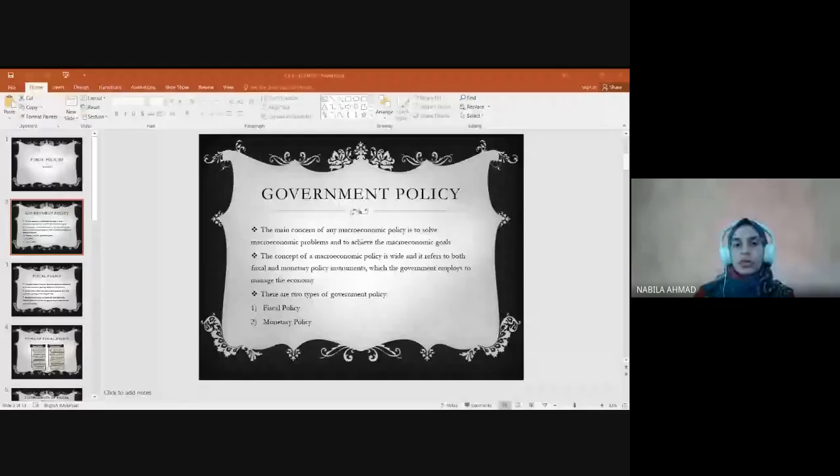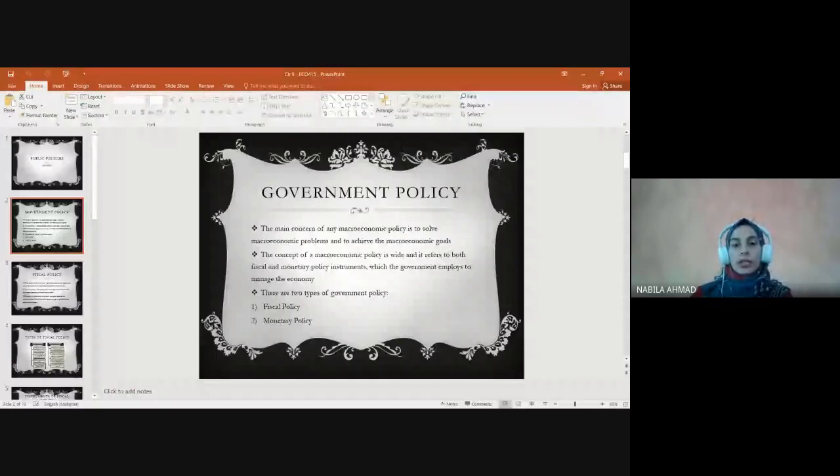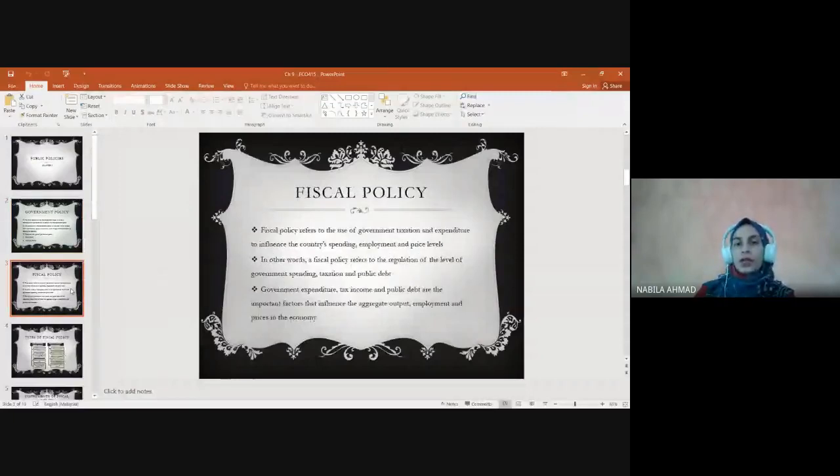Alright. Kemudian the concept of macroeconomic policy is wide and it refers to both fiscal and monetary policy instrument. So policy ni ada dua lah, sama ada fiscal policy ataupun satu lagi kita panggil sebagai monetary policy. Okay, so hari ni kita tengok what is fiscal policy. Fiscal policy refers to the use of government taxation and expenditure to influence the country's spending, employment and price level. So kalau fiscal policy bermaksud government nak correct the problem of economy tu, masalah ekonomi tu nak dibetulkan dengan cara government akan guna tax dan juga dia punya spending ataupun expenditure.